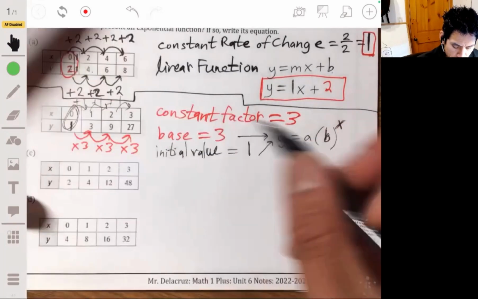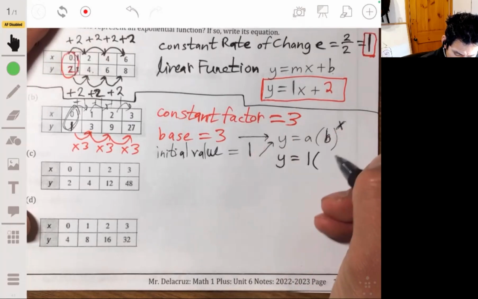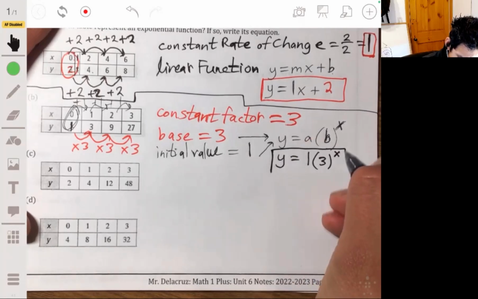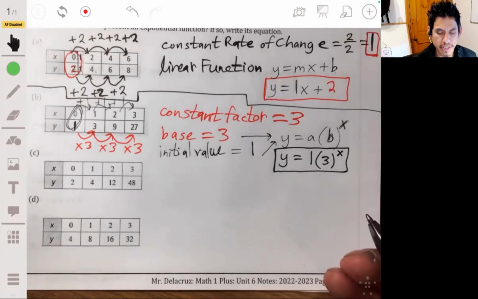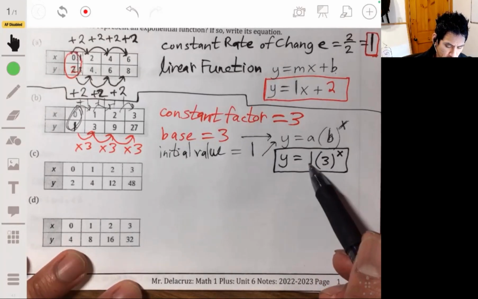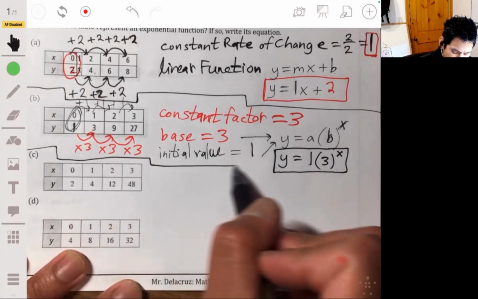But if we fill it in, we will get y equals 1 times 3 to the x power. In this case, the 1 is not really necessary to write, but let's just do it for fun because it also sticks out and lets us know that the a value is 1. So we have our first exponential equation.